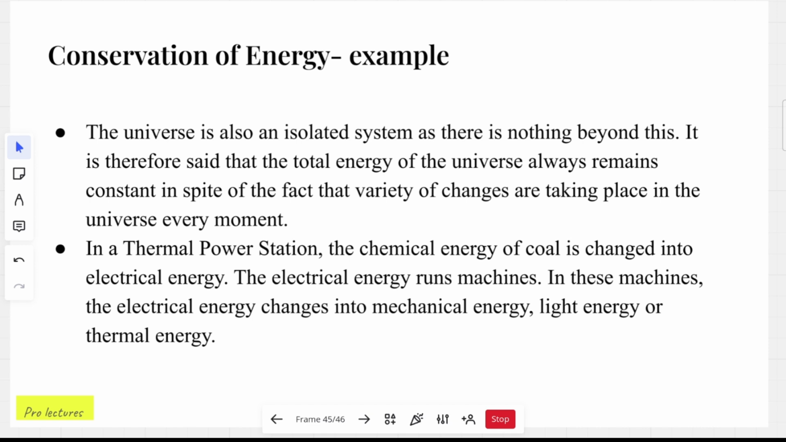One such example is the universe, which is also an isolated system, as there is nothing beyond it. It is therefore said that the total energy of the universe is always constant in spite of the variety of changes taking place in the universe every moment. Another example would be the thermal power station. Here the chemical energy of the coal is changed into electrical energy, and the electrical energy runs the machines. In these electrical machines, the energy is converted into mechanical energy, light energy, or even thermal energy. So this explains the law of conservation of energy. Let us see a few examples in depth about this conservation of energy further.